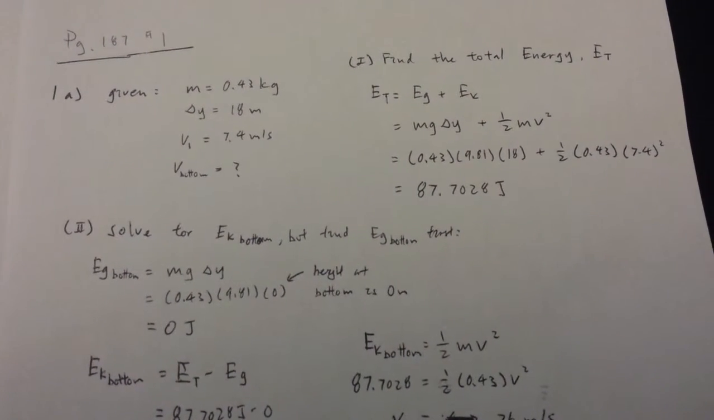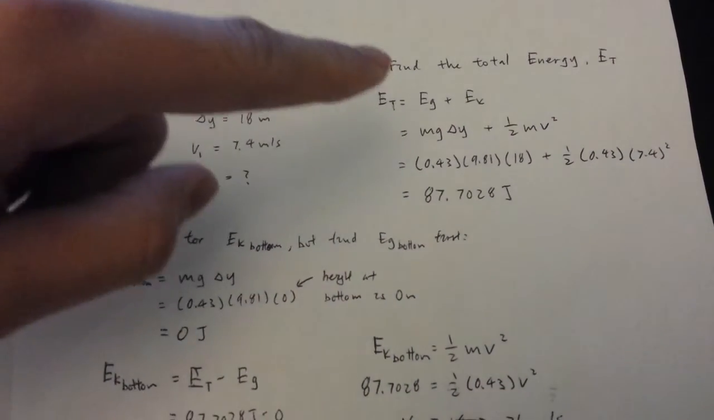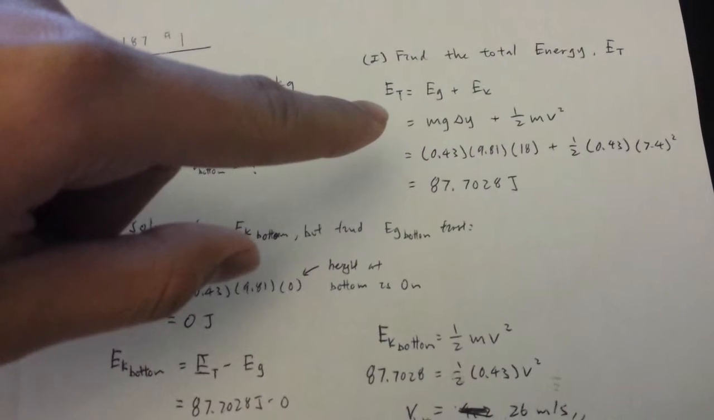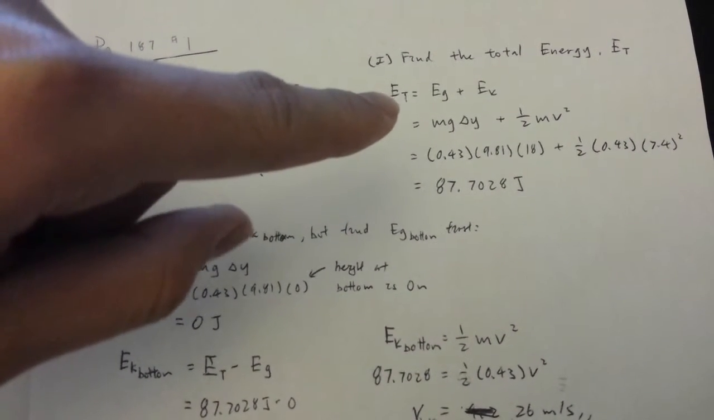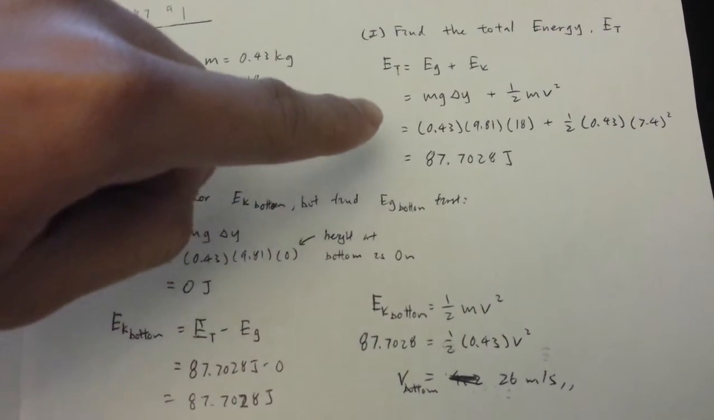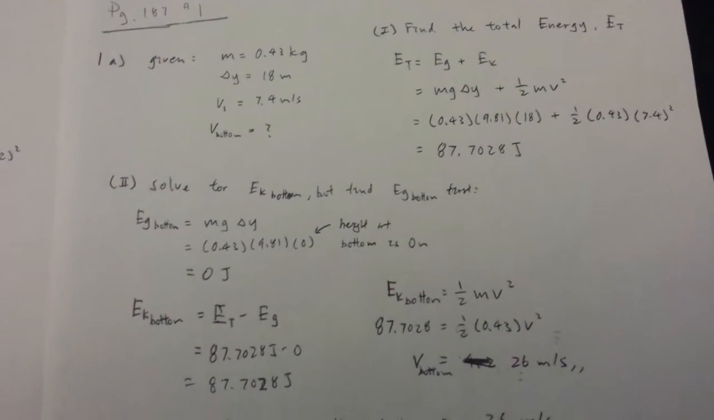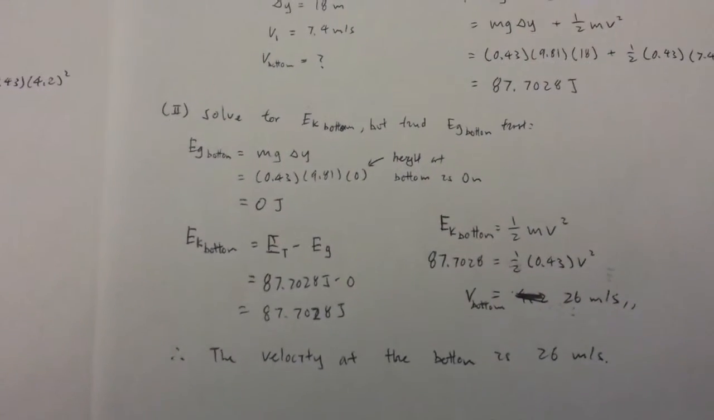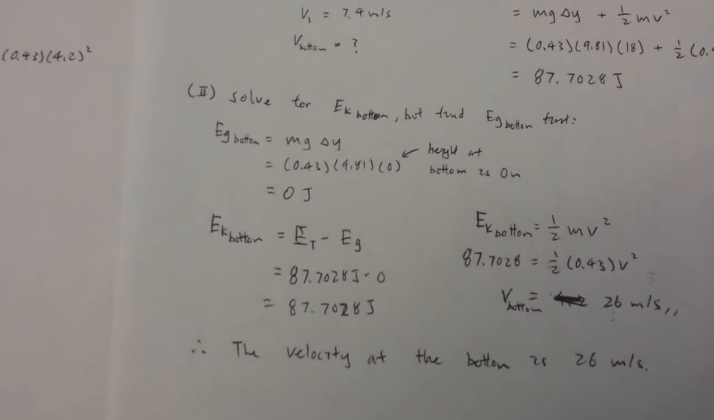First, you have to find the total energy ET, which, as you see over here, you just add the gravitational energy and kinetic energy, and those are the equations, and you end up with 87.7028 joules.